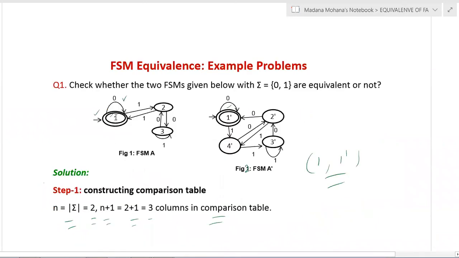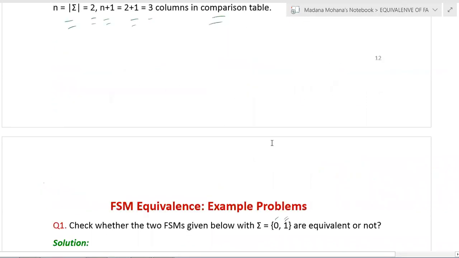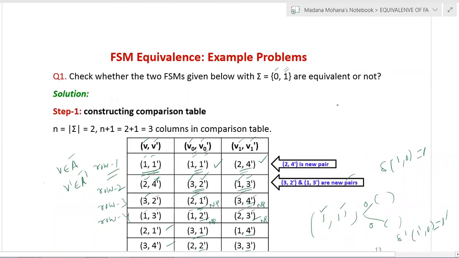So here it is 1, here it is 1 dash. So now f equal to 1, now f dash equal to 1 dash. These are all the final states. So here we need to check for a final state of the first machine and a non-final state of the second machine, or a non-final state of the first machine and a final state of the second machine. If any such combinations exist, let us check in columns 2 and 3: 1 comma 1 dash.